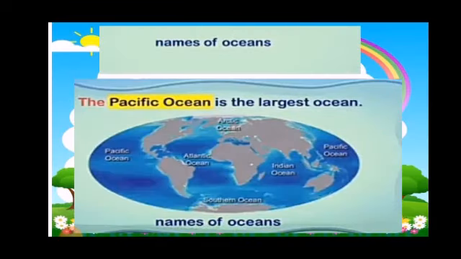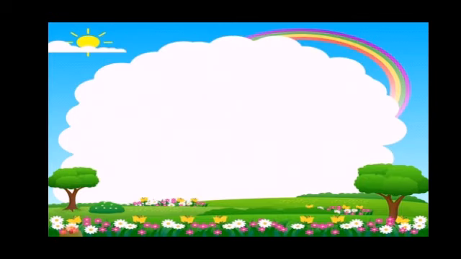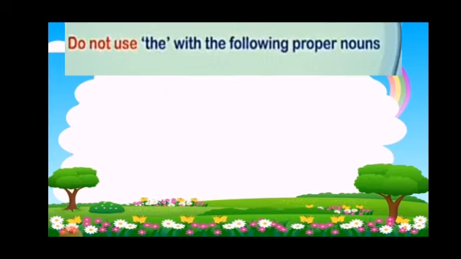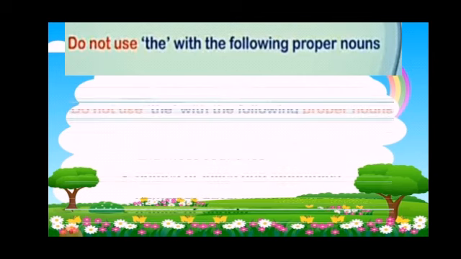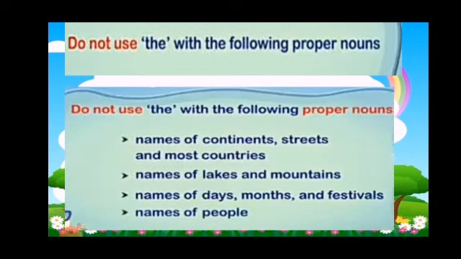We use article "the" before the names of oceans. For example, the Pacific Ocean is the largest ocean. Do not use "the" with the following proper nouns. Now students, there are a few rules where we do not use article "the". So do not use article "the" with the following proper nouns. For example, names of continents, streets and most countries.